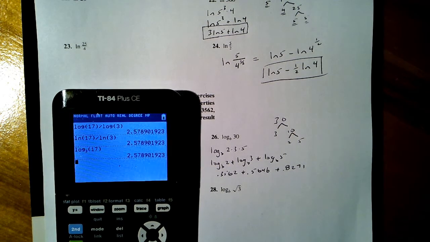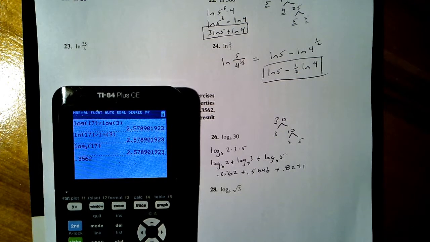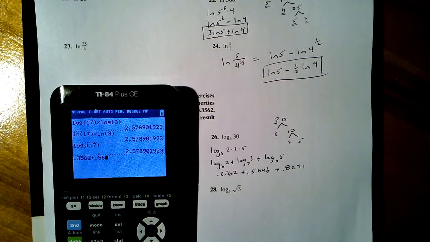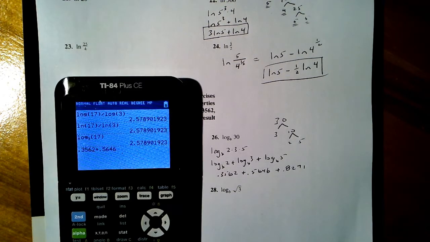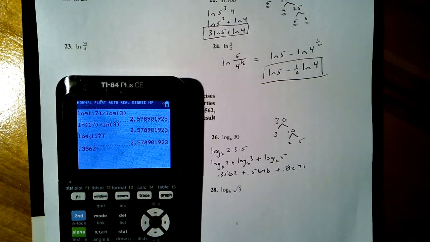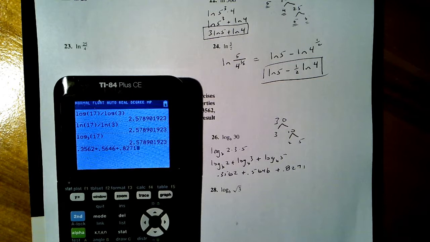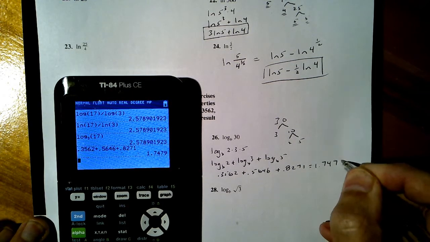On 0.35, not that we couldn't do it, plus 0.5646, is that right? Yep. Plus 0.8271, a quick double check, and we get 1.7479.